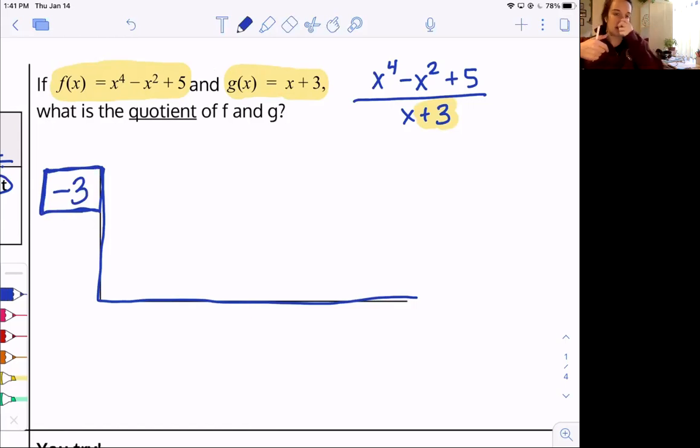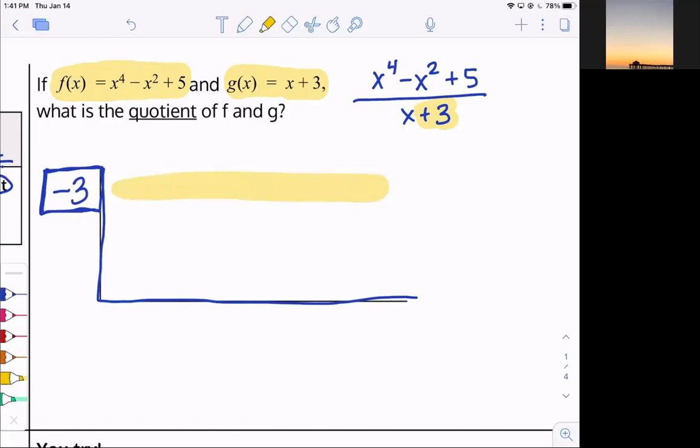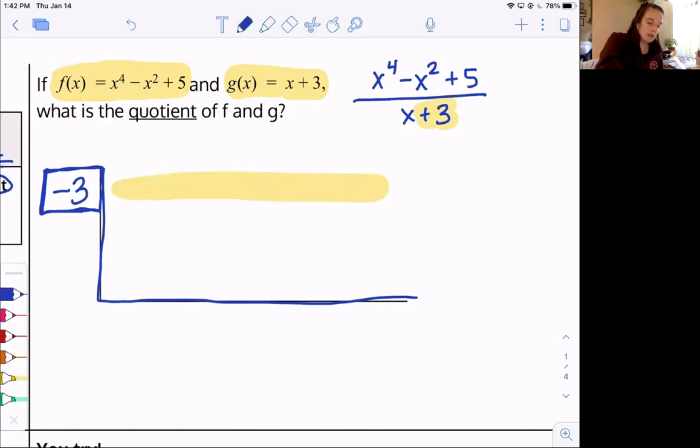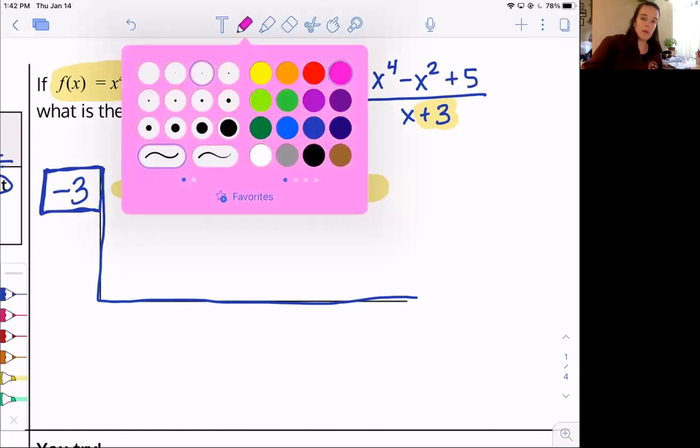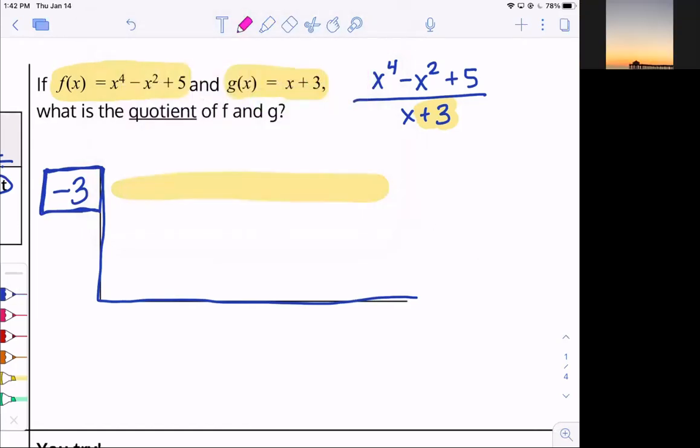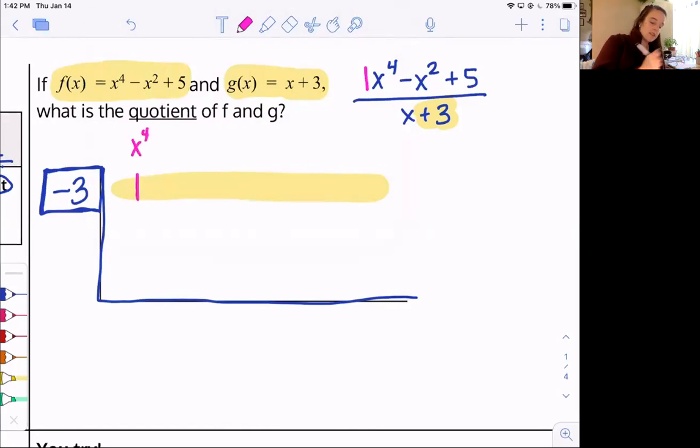Okay, cool. And then what do I put across the top right here? What do I start with? 1. Yeah, 1. Absolutely. Thanks, Gabby. I'm going to start with 1. Gabby, where did that 1 come from? From the x to the 4th, but since there's no number, there's just a 1. Yeah, totally. Absolutely. So we start with 1. So these are my x to the 4ths.